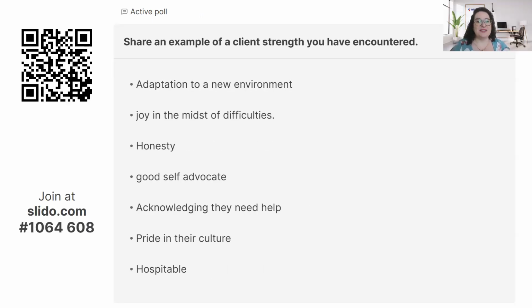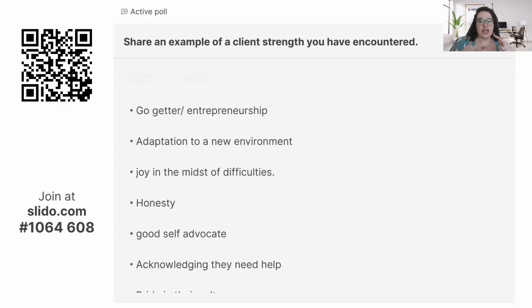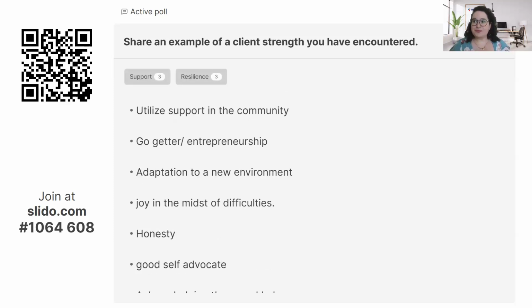Honesty, joy in the midst of difficulties, adapting to a new environment. I'm sure you're reading a lot of these and saying, "Oh yeah, I've seen that in a client. I know what that looks like." So really want you to keep these in mind as we keep trying to integrate these different approaches.